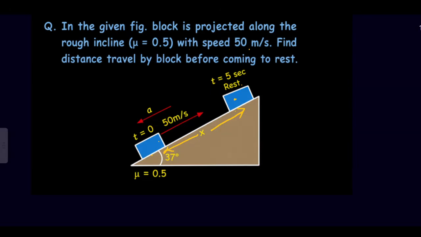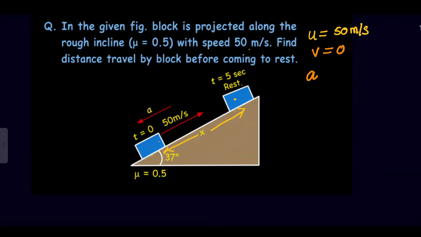Tell me now, what is the initial velocity of the body? Yes, initial velocity of the body. U value, how much now? 50 meters per second. Next, final velocity. Final velocity, how much? 0. Next, acceleration.